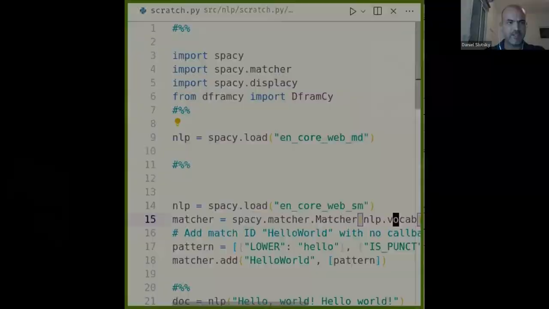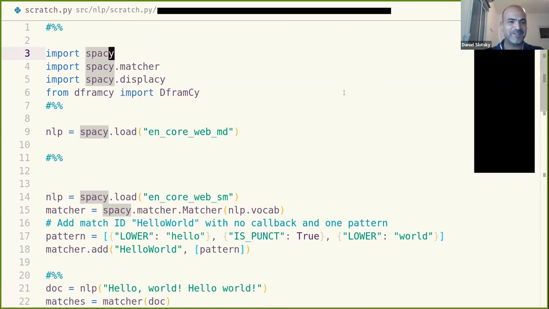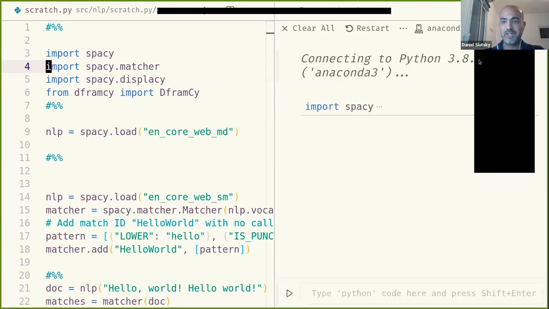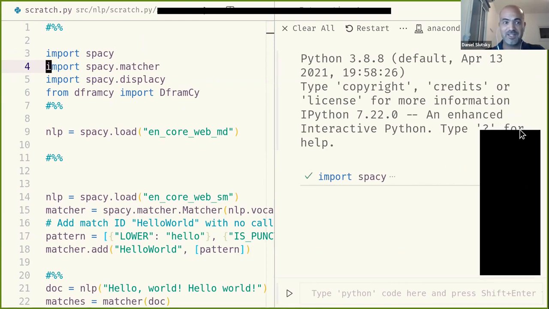I'll share the screen and bring the right window. So I think you see now my VS Code window, where I have some Python code. I could use Emacs, but I don't know why I'm here at VS Code. And you see a few of the spaCy libraries. It will be brief, just to have a sense of the usual way to use these things.